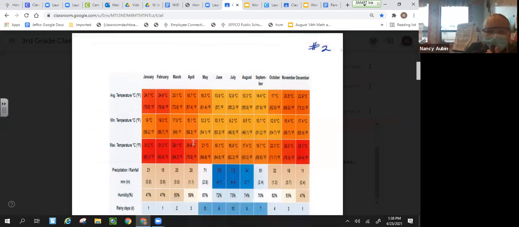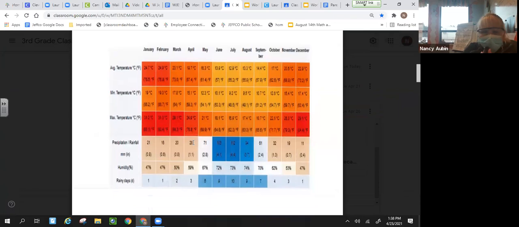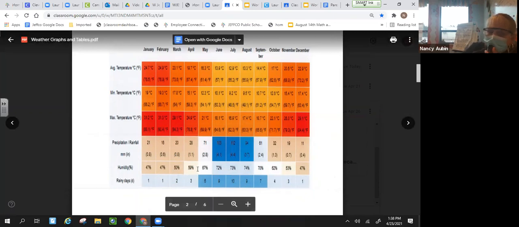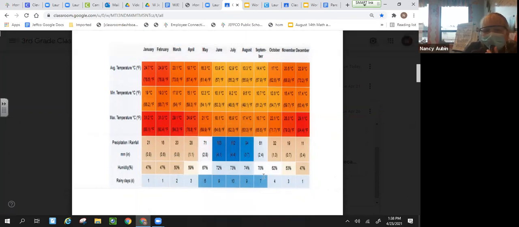Their precipitation was not a lot. They get some rain. They have some humidity. Might be near the water. There's quite a bit of humidity in these months here, 72%, 73. That's water in the air.